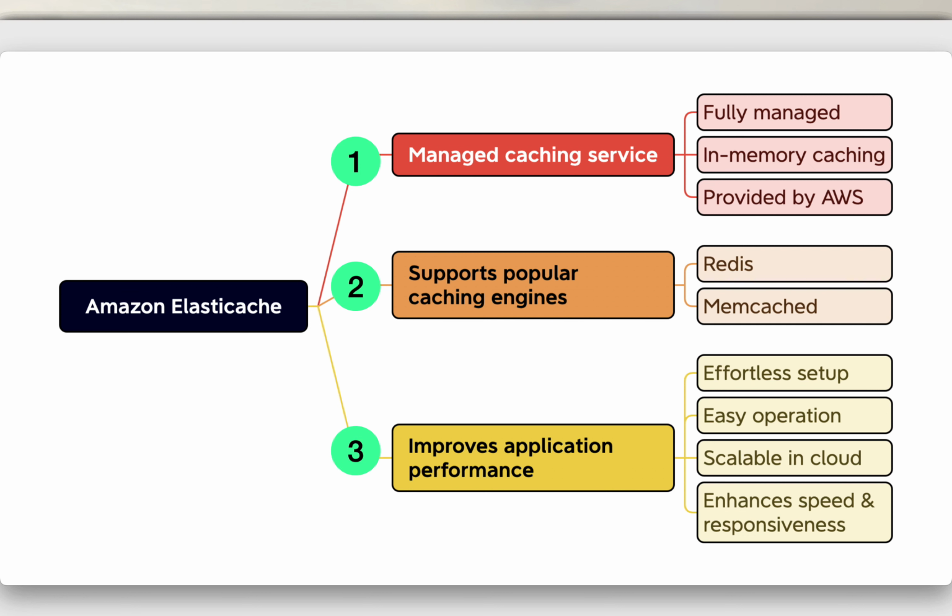3. Improves application performance by allowing you to effortlessly set up, operate, and scale in-memory cache in the cloud. It enhances the speed and responsiveness of applications.